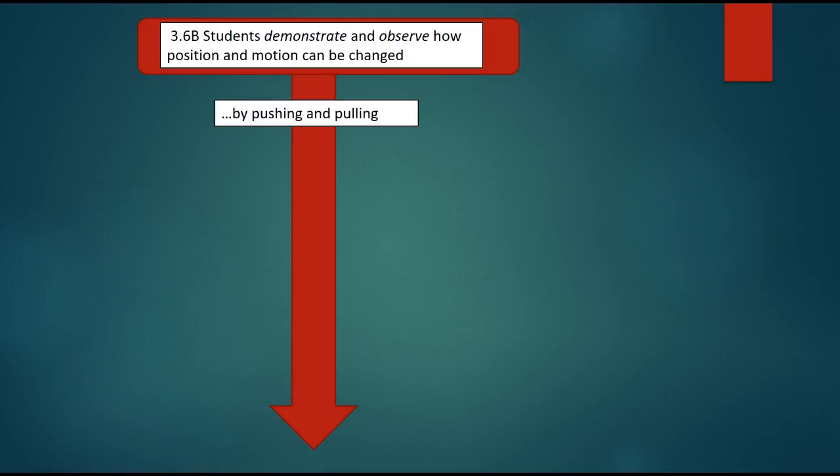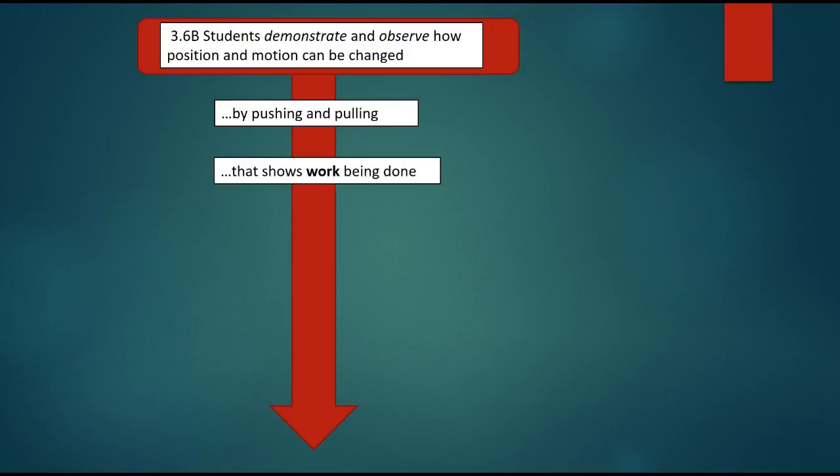Then we're going to talk about how position and motion can be changed by pushing and pulling. Whatever you use as an example in that first box to show position and motion changing, it was done with a push or a pull. So they already know that, but they may not understand that a push and a pull is what changed the position and motion. So we're kind of adding another layer of information.